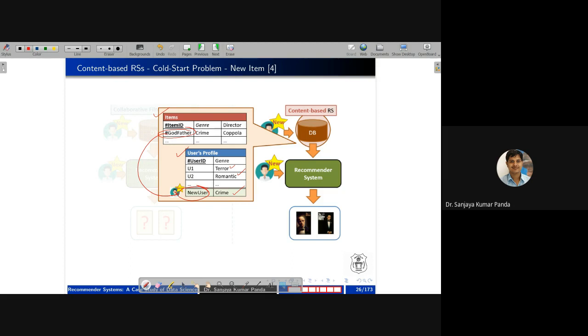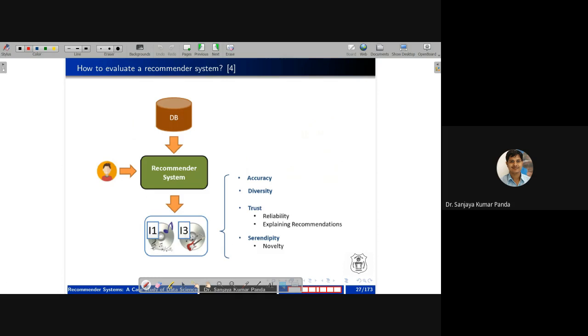With that information, you can search in the item feature matrix and suggest a set of movies, or the highest rated movies, to that particular user. So the cold start problem with respect to a new item is not a problem in the case of a content-based system. Now coming to the last part of this lecture, I'll discuss the rest later.